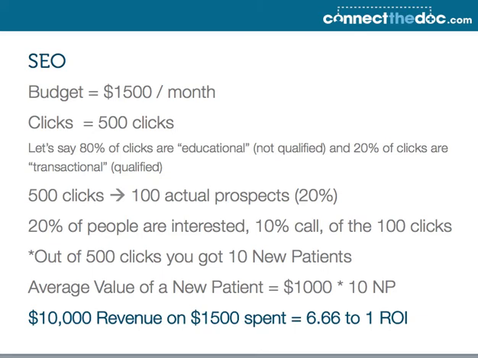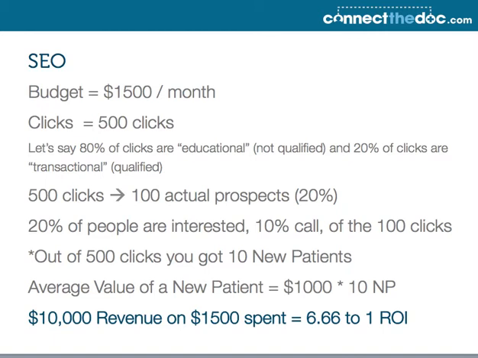Let's say you're paying an SEO company $1,500 a month, and they're picking a variety of both short string and long string keywords that are driving traffic to your site. They might be writing blog posts. They might be working on your local listings. But at the end of the day, you're getting 500 clicks to your website.